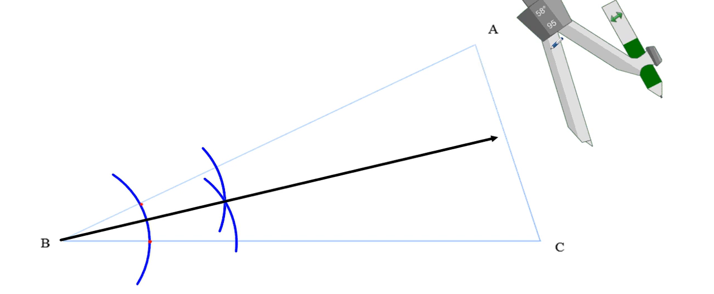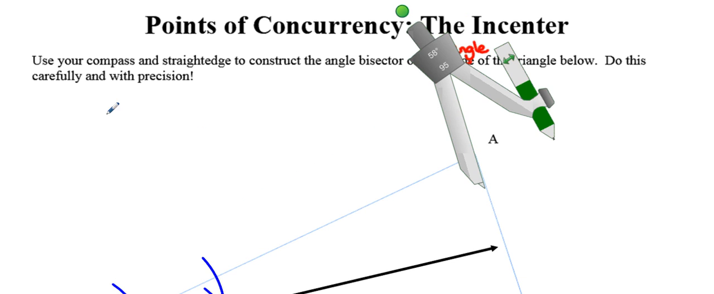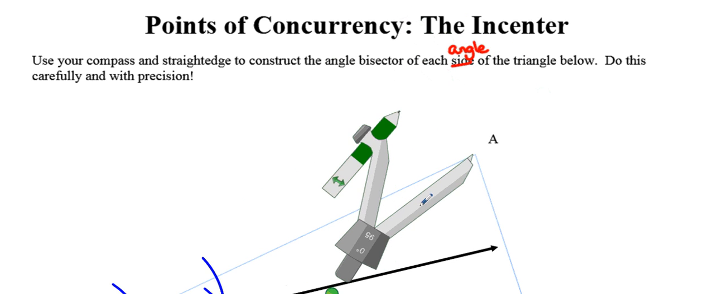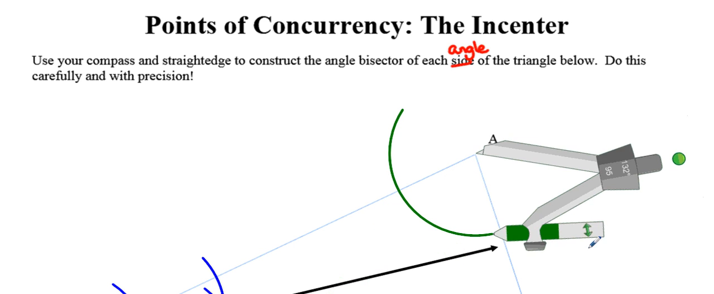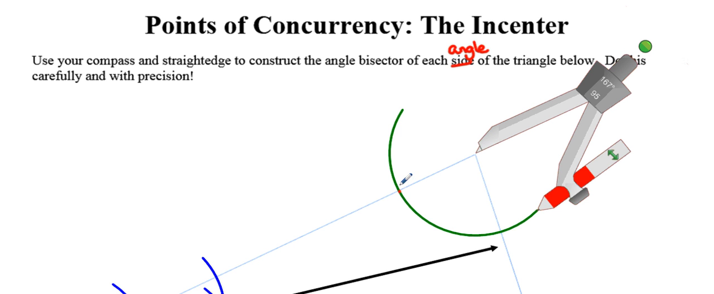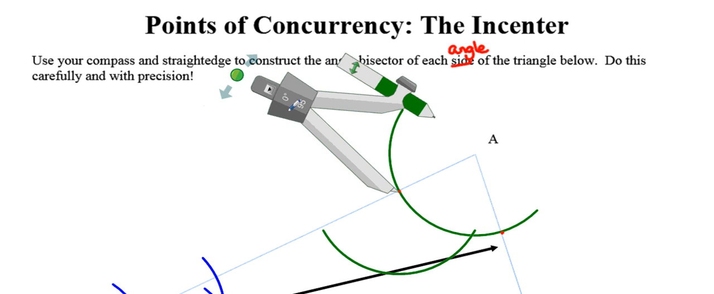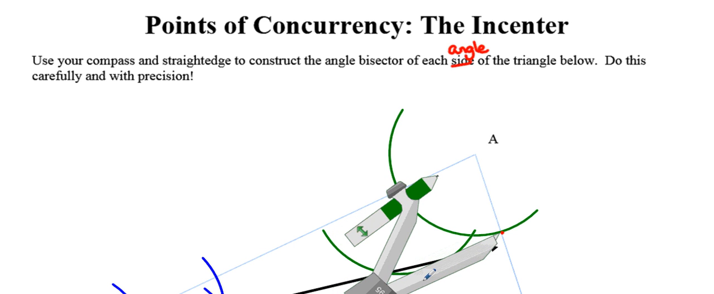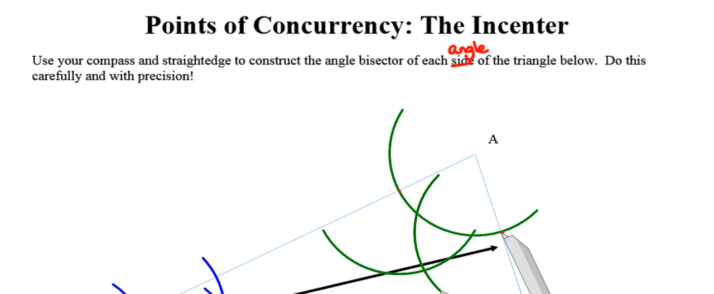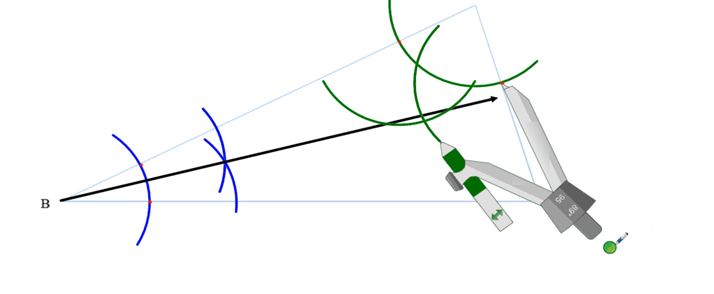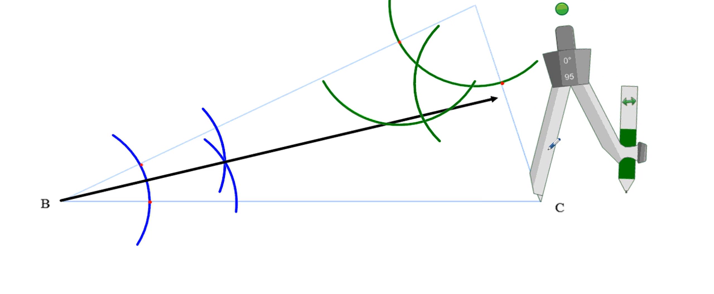Next, I'm going to go ahead and construct the bisector of vertex A. And then lastly, I'll go ahead and construct a bisector of angle C.